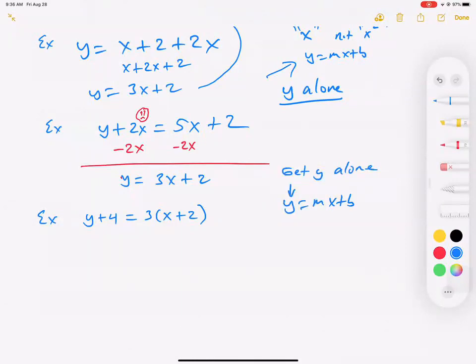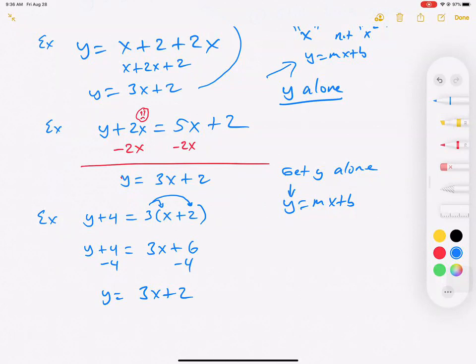Now the first goal I would do here is to simplify the problem, and I would distribute the parentheses. So 3 multiplies the x as well as the 2. Y plus 4 is equal to 3x plus 6. Subtract the 4 from both sides. Y is equal to 3x plus 2. Back to an easy state. Okay, that's an easy version of this problem.